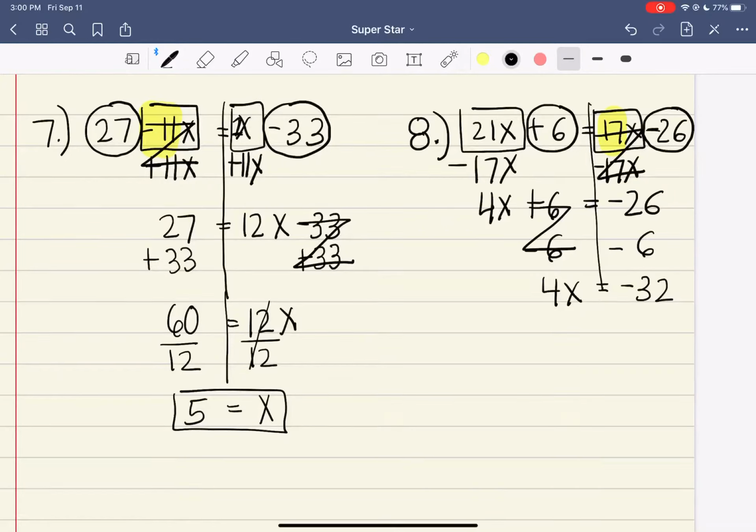So now our last step, since our coefficient is something other than 1, is to divide by our coefficient of 4, and we're left with x equals negative 8.